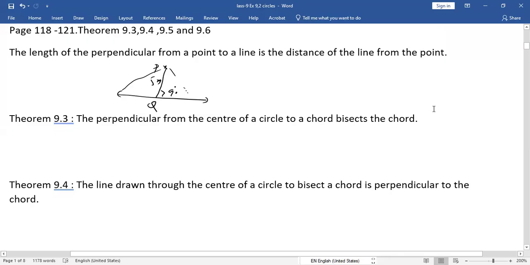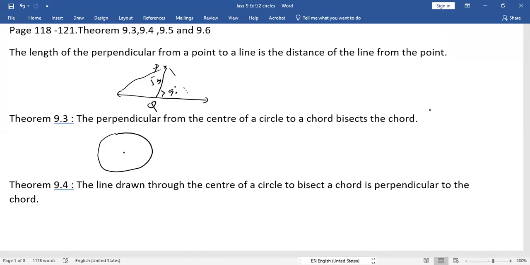Now 9.3. Perpendicular from the center of a circle. Again, the circle is there. Okay, this is the circle. Center of the circle, to a chord bisects the chord. Great. Here is one chord. So this is the O.